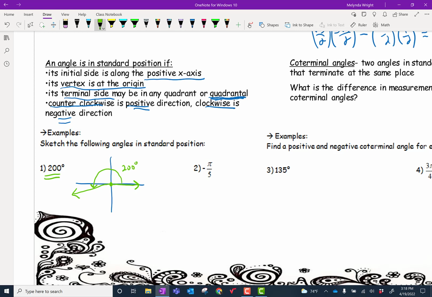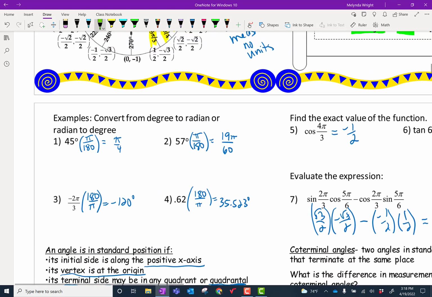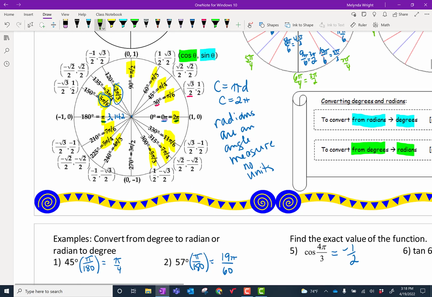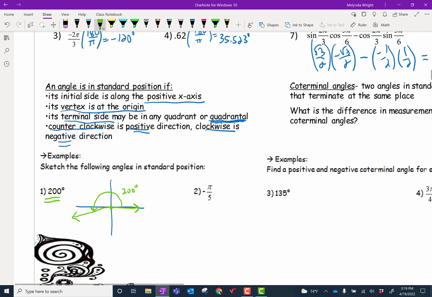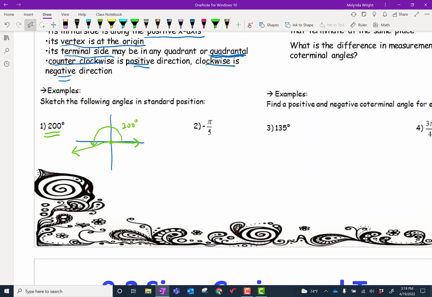Okay, so now let's sketch a different one. This is negative pi over 5. Let's think about this for a second. We saw up here pi over 6, right? This was pi over 6. So would pi over 5 be bigger or smaller than pi over 6? Yeah, pi over 5 would be bigger, right? It will be a little bit bigger, just a little bit. So keep that in mind, but this is a negative rotation.